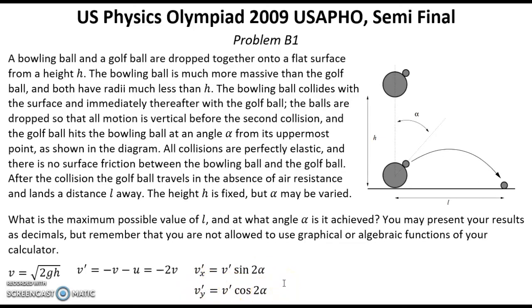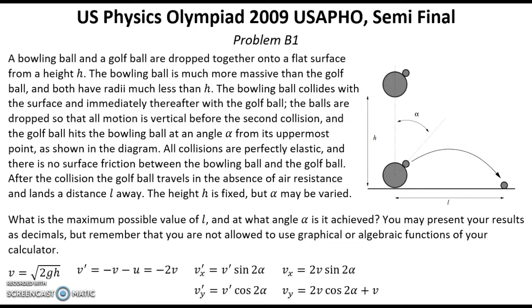And now we can return to our original frame of reference. In this original frame, Vx will be the same, but for Vy we need to add v to return to our original frame. So finally we have these velocities in the x and y directions. And this is all we need to solve this problem.